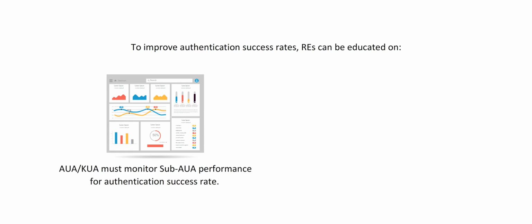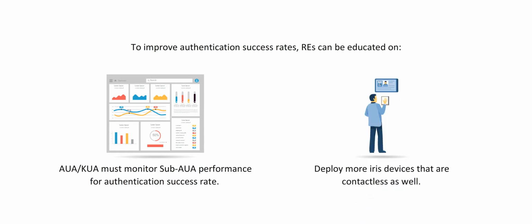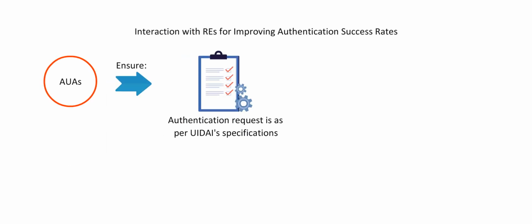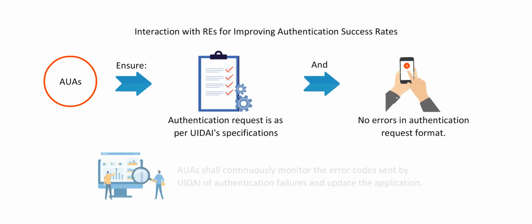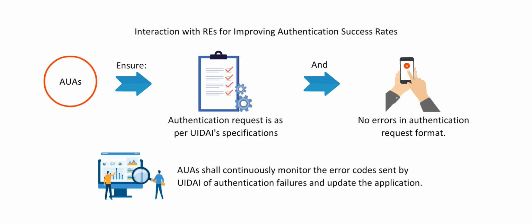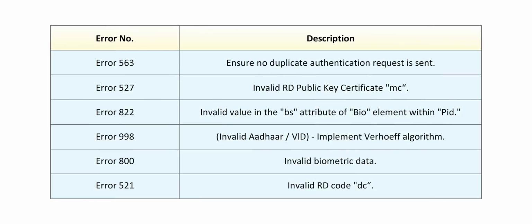AUA or KUA must monitor sub-AUA performance for authentication success rate. Deploy more iris devices that are contactless as well. AUAs need to ensure that the authentication request is formed as per UIDAI's specifications and that there are no errors in the authentication request format. AUAs shall continuously monitor the error codes sent by UIDAI on authentication failures and shall update the authentication application for such errors. Here are some error codes that AUAs can monitor and fix.